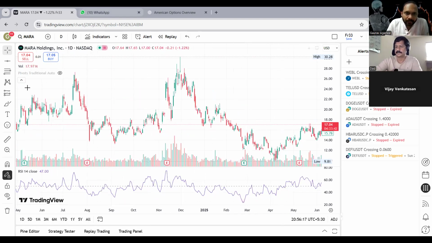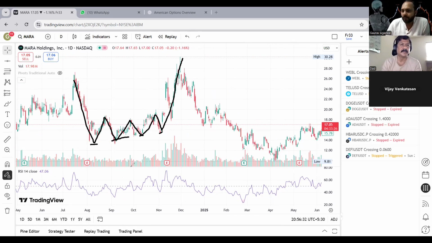See, these are kind of W patterns, because sometimes the stock forms a triple bottom also, like this, and then it goes up. One, two, three. So like this it forms. It takes time to form. And this is a resistance area.